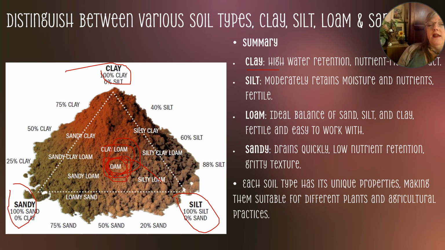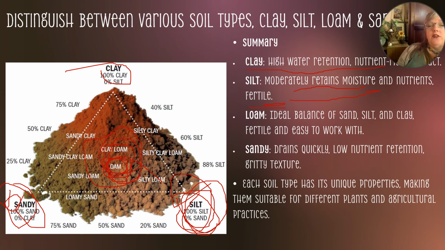So clay has high water retention and is nutrient rich. The silt down here moderately retains moisture, but it has a lot of nutrients. Silt is usually previously riverbeds and deltas and stuff, so there's a lot of fertility in there. Loam, again, is the ideal balance in the middle of sand, silt, and clay. It's easy to work with. And then the sandy soil is going to drain very quickly and not hold a lot of nutrients, and it has a real gritty texture.